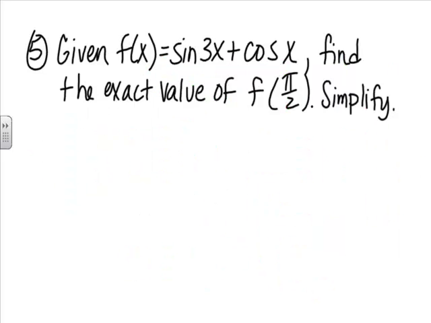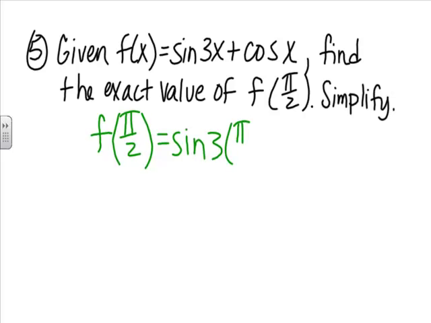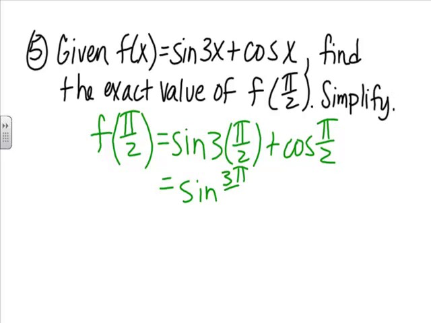Given f of x equals sine 3x plus cos x, find the exact value of f of pi over 2 and simplify. So, it's function notation. It can pop up whenever you least expect it. So if someone asks me to figure out what's f of pi over 2, I really have no choice but to take that and sub it in. So in place of the x, I'm going to put in pi over 2, plus cos pi over 2. So this really is the sine of 3 pi over 2 plus the cos of pi over 2.